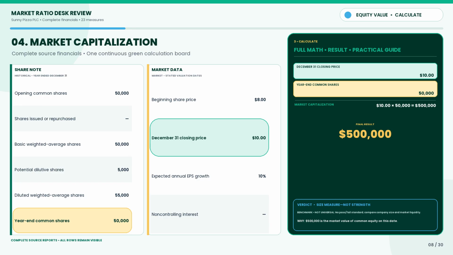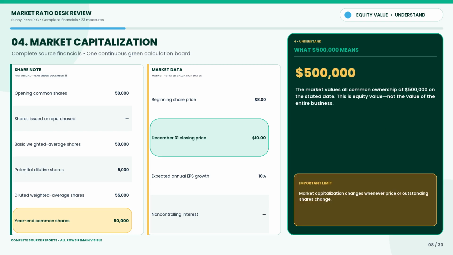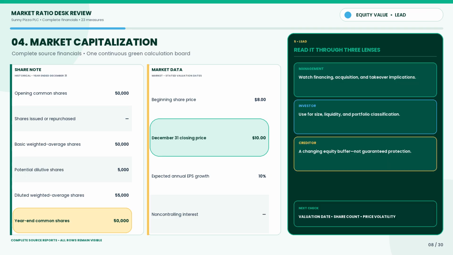$500,000 is the market's total value for Sunny Pizza's outstanding common shares at the measurement date. The market uses capitalization to describe equity size, but it is not the value of the entire operating business. Management watches it when considering share issuance, acquisitions, investor communication, or takeover exposure. Investors use it for company size, liquidity, and portfolio classification. Creditors may view market capitalization as a changing equity buffer, but market prices can fall quickly.